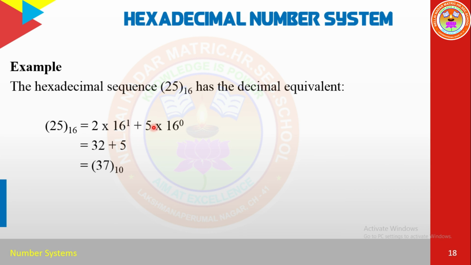So 5 into 16 power 0. Anything power 0 is 1. So 5 into 1 is 5. Then 16 power 1 is 16. So 2 into 16 is 32. So 32 plus 5, totally 37. That is the decimal value of this corresponding hexadecimal number.